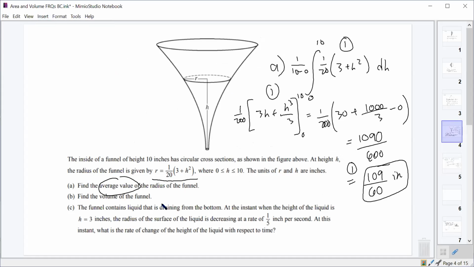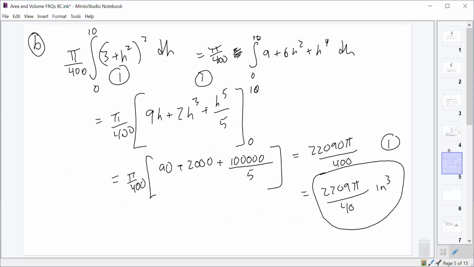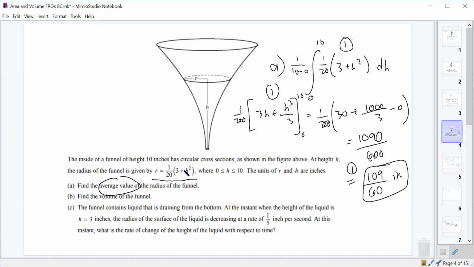All right, part C. This funnel here has now got liquid draining from the bottom. Talking about the instant when the height of the liquid is 3. We know that the radius is decreasing at 1/5 of an inch per second, and we want to know the rate of change of the height of the liquid with respect to time. So we take our r function and take the derivative of it on both sides with respect to t. We'll say dr/dt equals 1/20th, and then the 3 goes away. This just becomes 2h dh/dt.